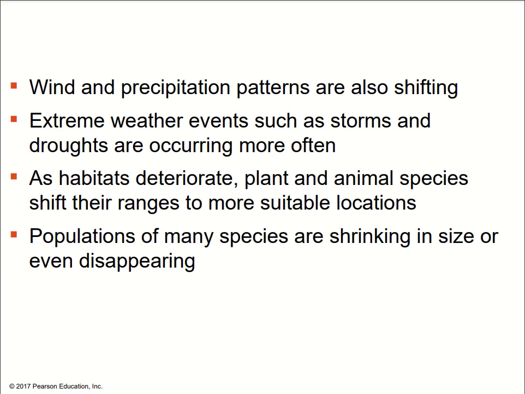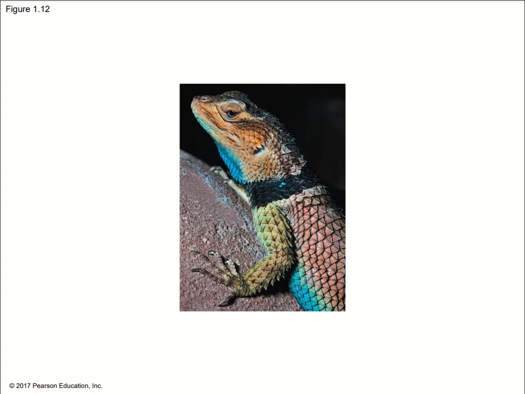Wind and precipitation patterns are also changing due to this changing capture of heat. Extreme weather events such as storms and droughts are seen more often than in past recorded history. As habitats deteriorate, plant and animal species shift their ranges to more suitable locations. Therefore, populations of many species are shrinking in size or even disappearing.